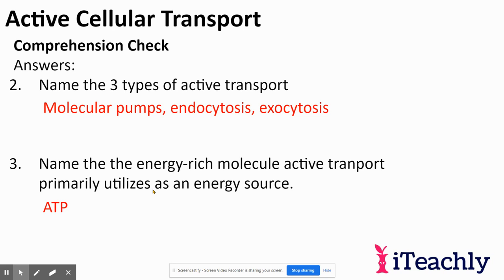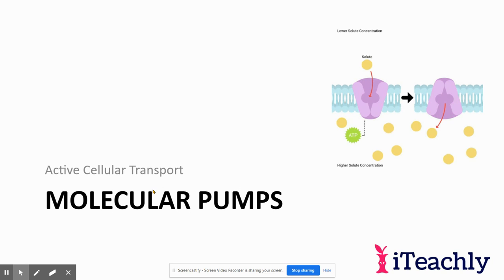Three types of active transport: molecular pumps, endocytosis, and exocytosis, and ATP is the energy-rich molecule. And again, you'll know it's going to be active transport if it's moving against the concentration gradient. So there's more down here than up here. And also if you see this ATP, those are two giveaways that it's active transport.